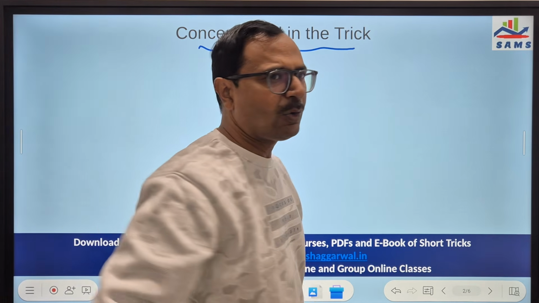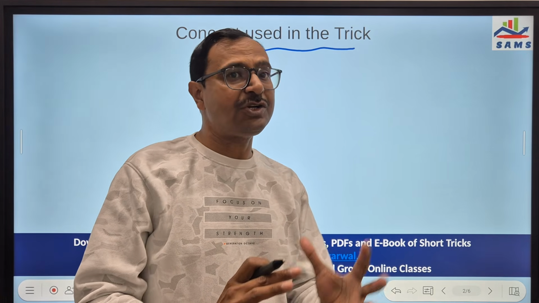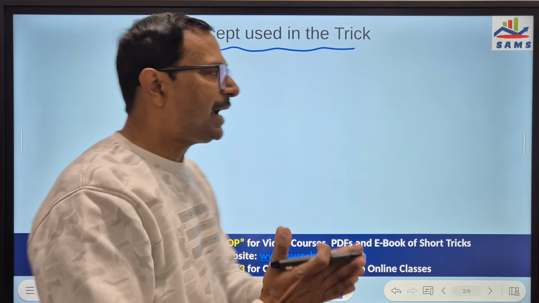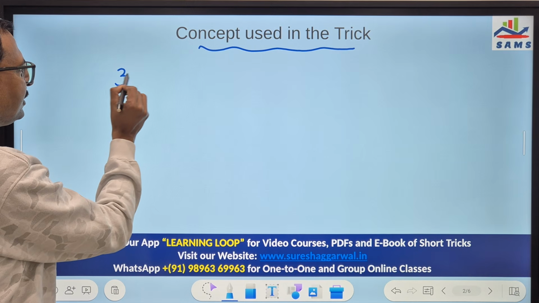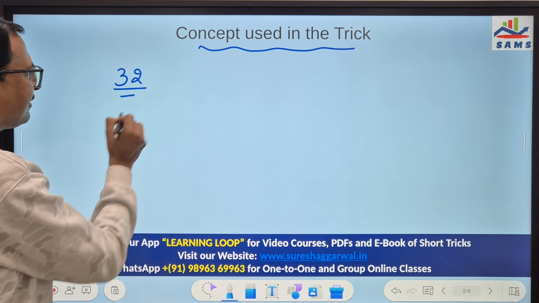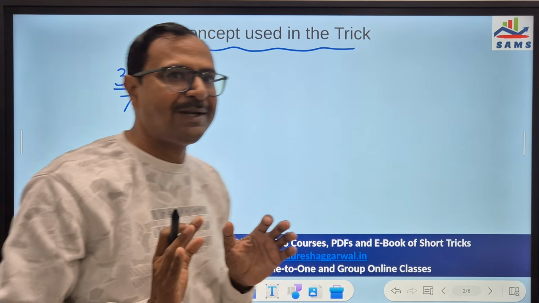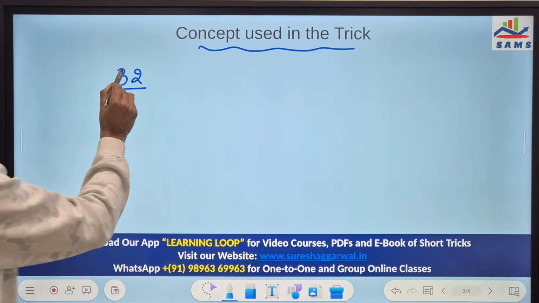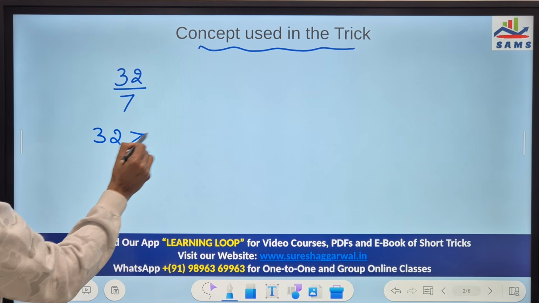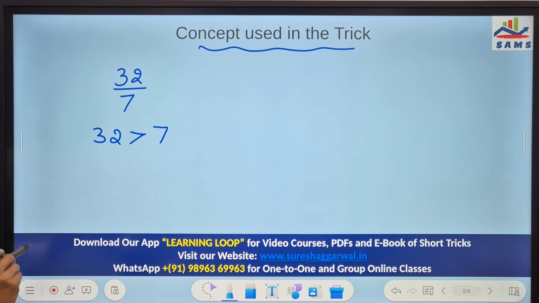So we are talking about converting an improper fraction to a mixed number. Now for that, I will take an example of, say, a number like 32, and I will divide that by 7. Now it's an improper fraction, right? Because the numerator is greater than the denominator. See, 32 is greater than 7. So it's an improper fraction.